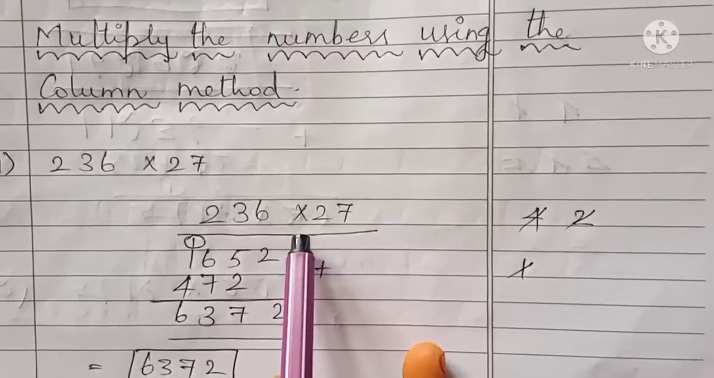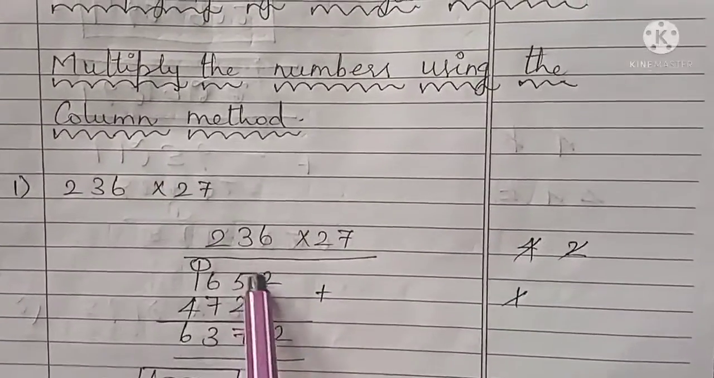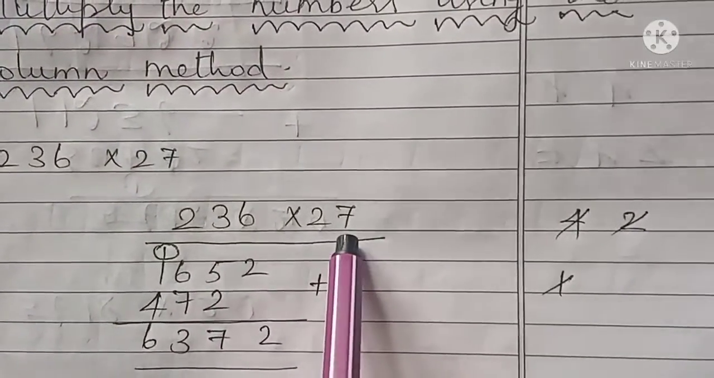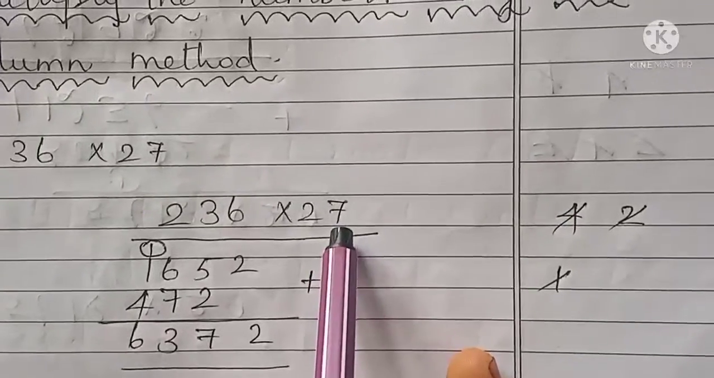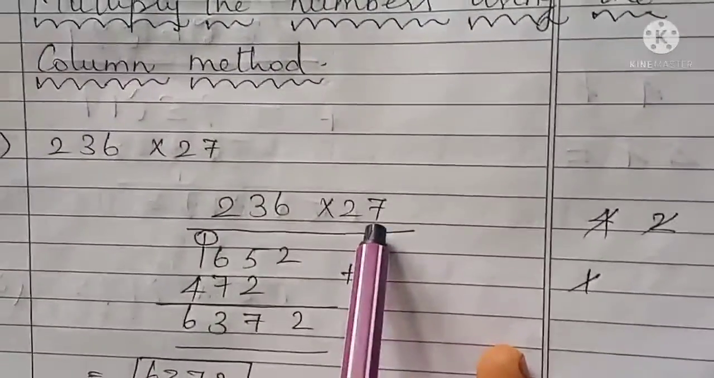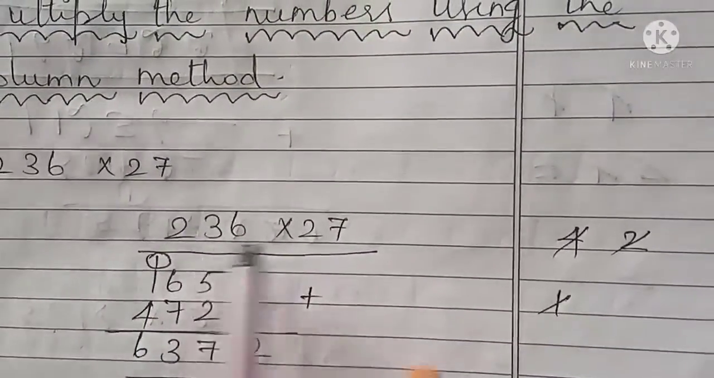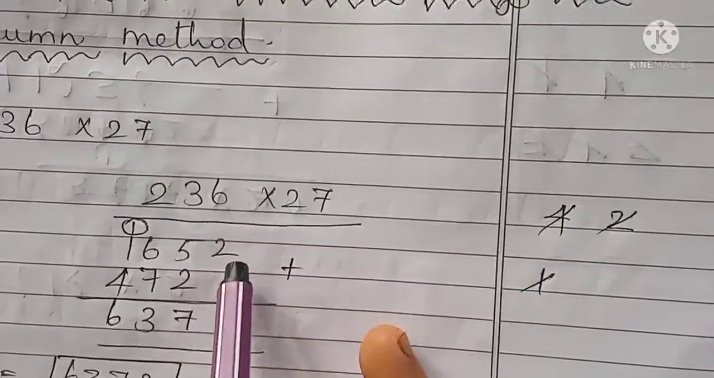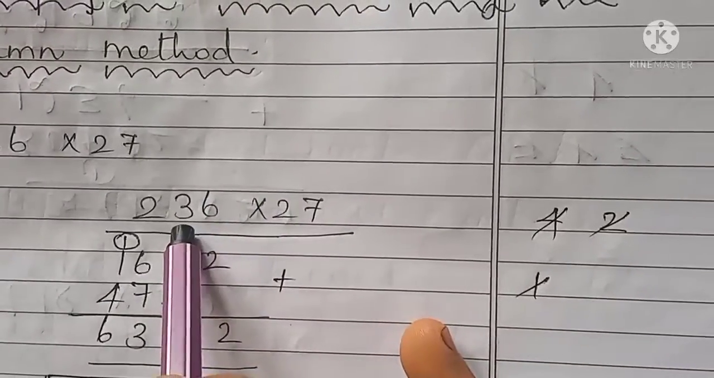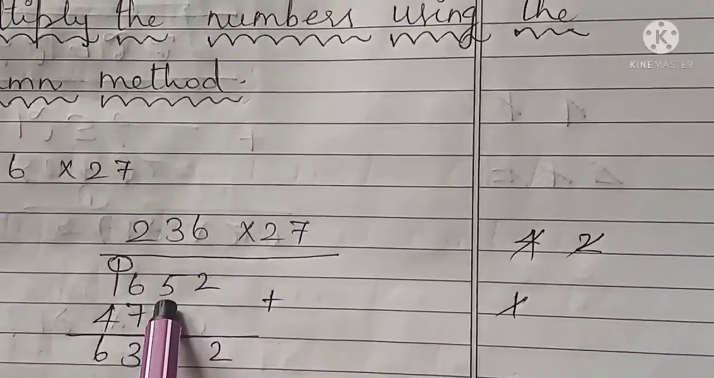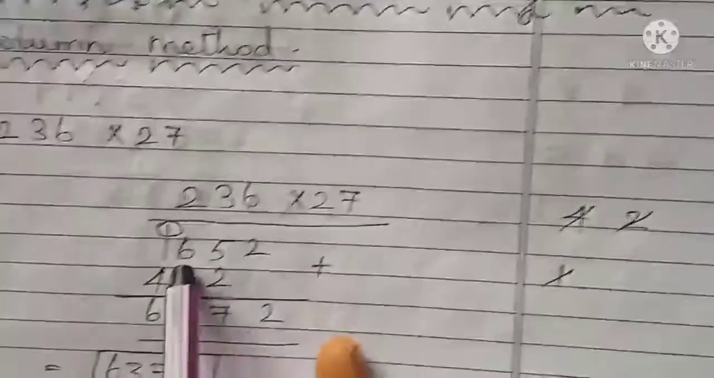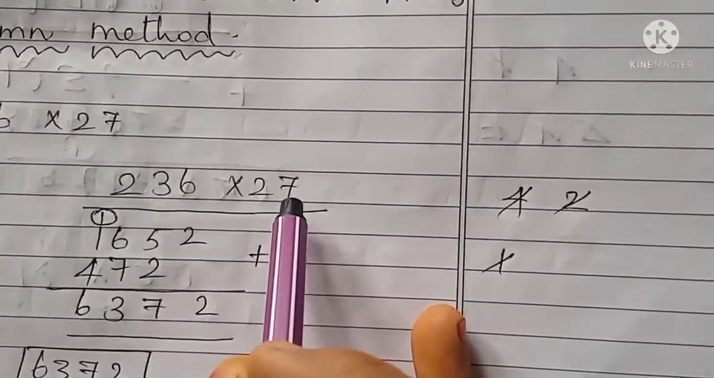For that, first we have to take the ones place. 236 is the multiplicand, 27 is the multiplier. Now take the ones place of the multiplier, which is 7. Multiply 7 with the 3 numbers. 7 6s are 42, 2 will be here, 4 will be remaining. Next, 7 3s are 21, 21 plus 4 gives 25, remaining will be 2. 7 2s are 14, 14 plus 2 gives 16. So this is how you multiply with the ones digit.